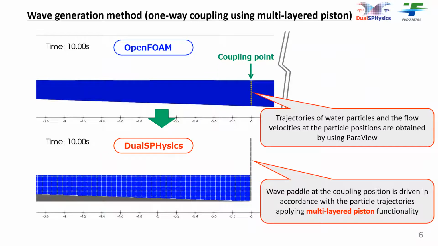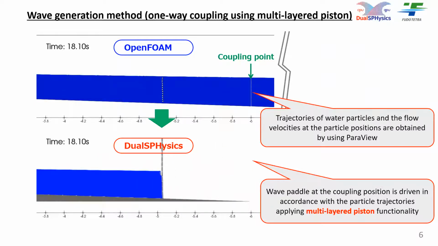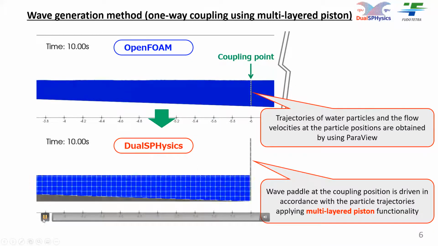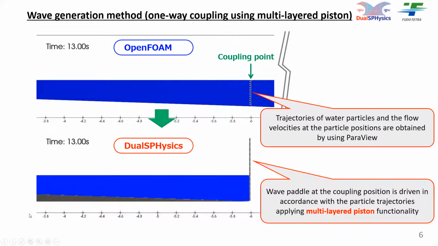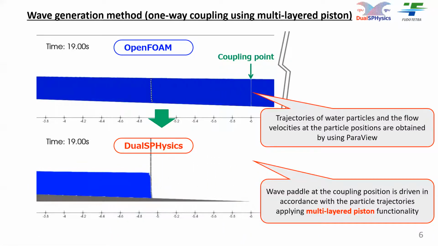Here I will explain how to connect OpenFOAM results to DualSPHysics analysis. First, the water particle trajectories and the flow velocities at the particle positions were obtained based on the 2D analysis result. This was done as post-processing using ParaView. The wave paddle in the DualSPHysics at the coupling position is then driven in accordance with the particle trajectories. This can be done by applying the multi-layered piston.